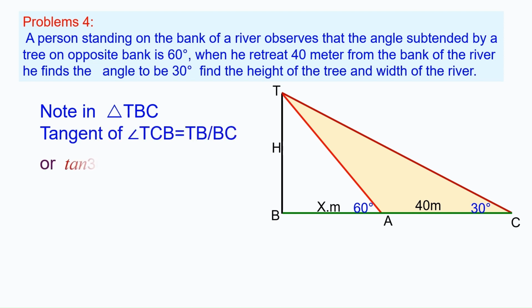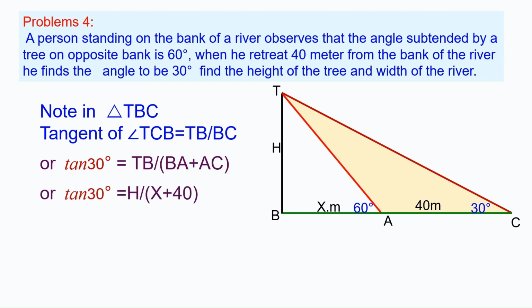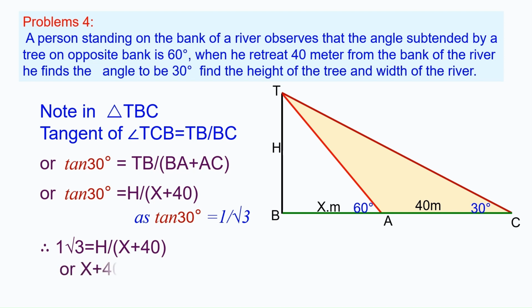Now in the triangle TBC, tangent of the angle TCB equals TB divided by BC, or tangent of 30 degrees equals h divided by x plus 40. As tangent of 30 degrees equals 1 divided by root 3, we see that x plus 40 equals root 3 times h.